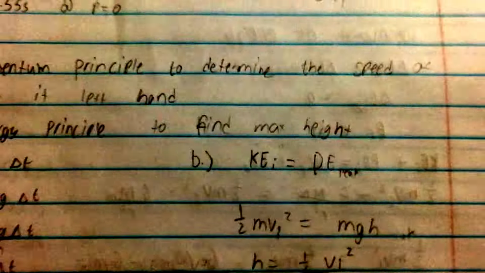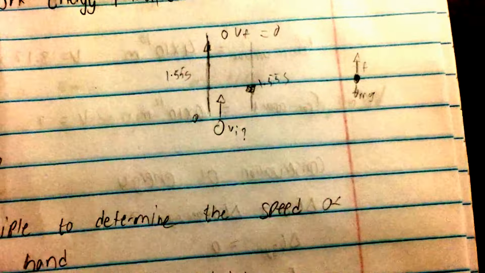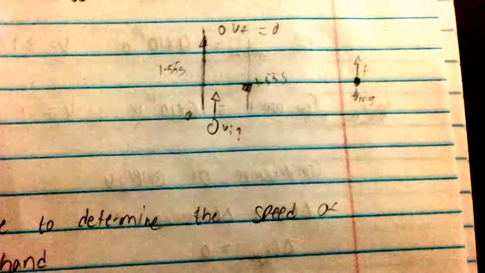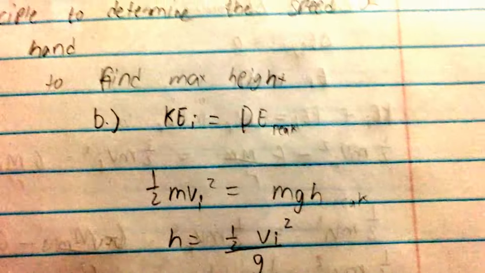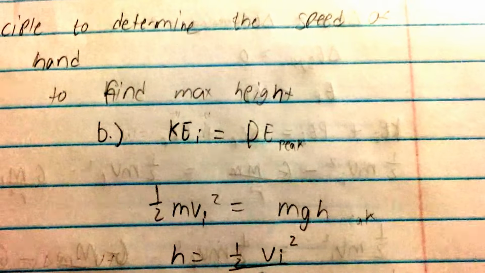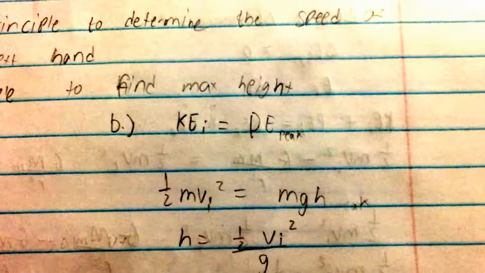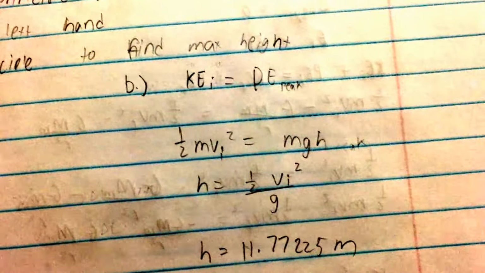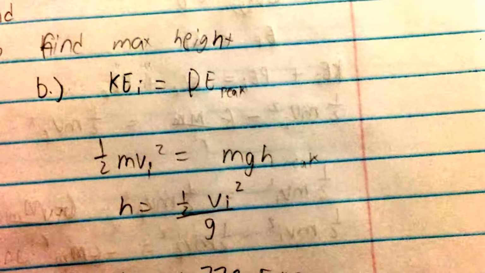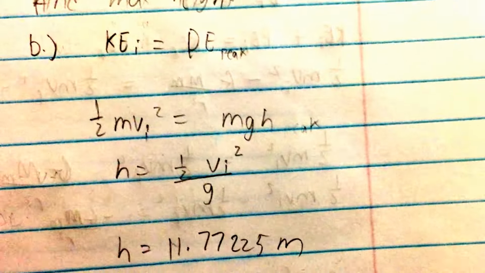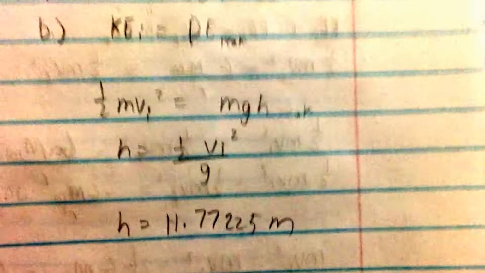So if you realize that at the very top, all the kinetic energy is converted to potential energy, it's very easy to solve the problem. So it was basically kinetic energy equals potential energy, and the equation for kinetic energy is 1/2 m v squared equals m g h, and you can just solve for h that way, which was 11.77 meters.